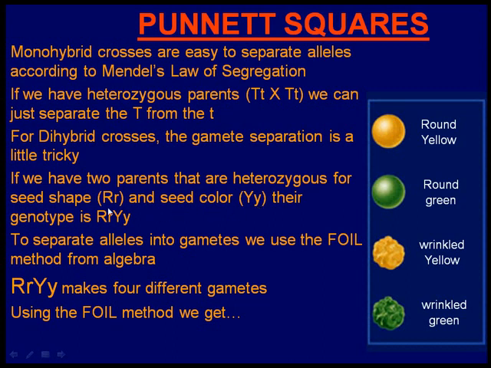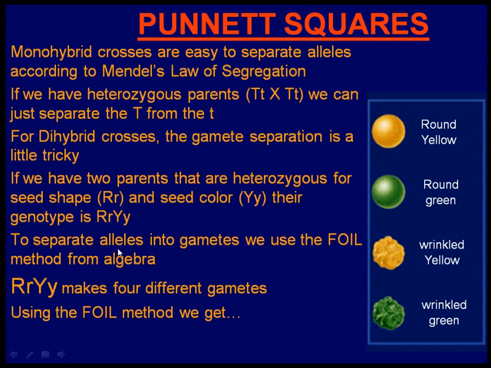So their whole genotype has to have seed shape and seed color in it. It is big R, little r, big Y, little y. Again, dihybrid: hybrid for two traits, seed shape and seed color. Now we're tracking two traits from one generation to the next. It just got a lot harder.